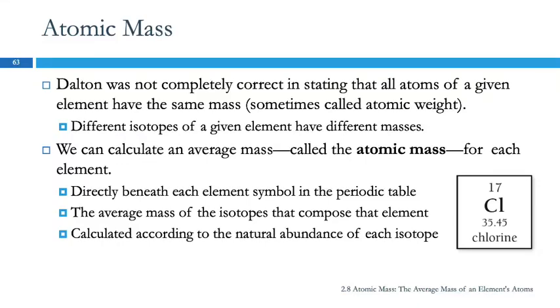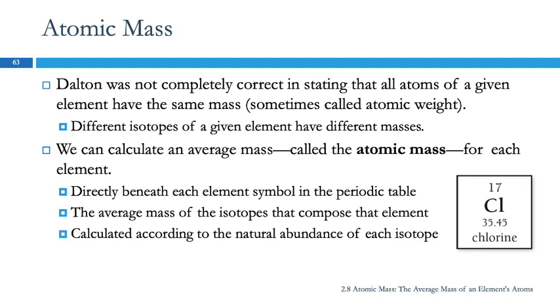So we mentioned that Dalton's atomic theory had some little problems with it. One of those was that he said that all atoms of a given element have the same mass. And that's sometimes called an atomic weight or an atomic mass, the mass of an atom. But it turns out that different isotopes of that element are going to have different masses. And we talked about isotopes on Tuesday.